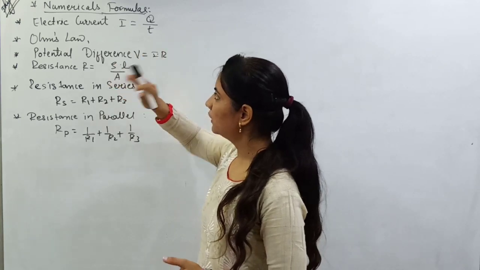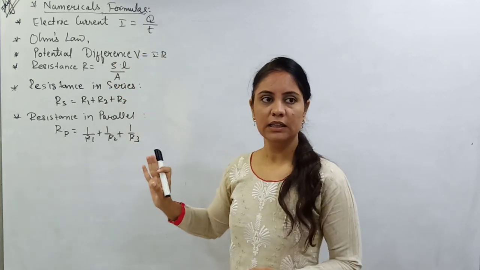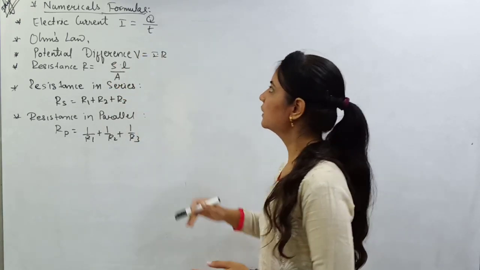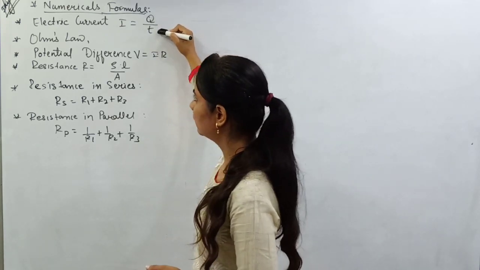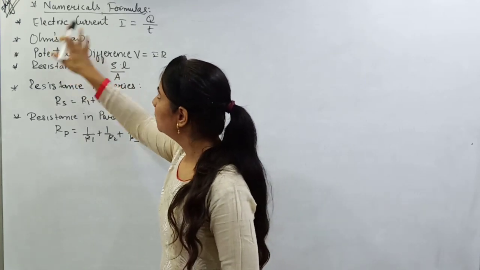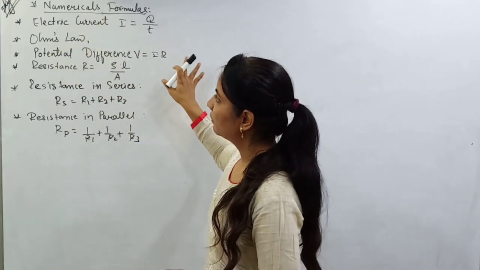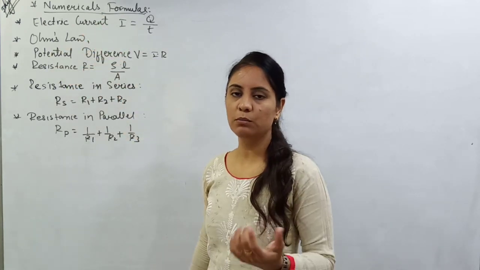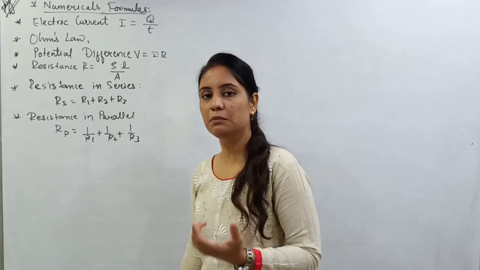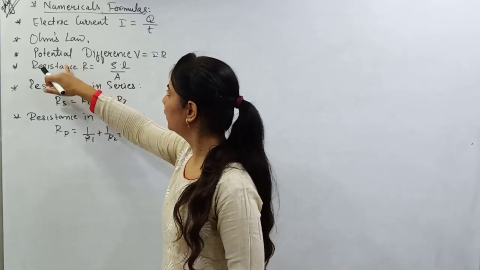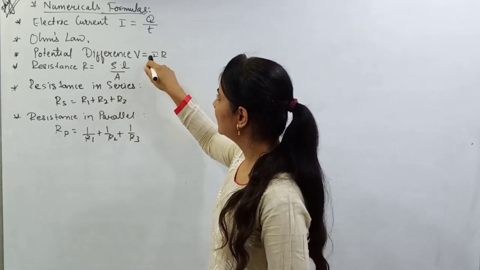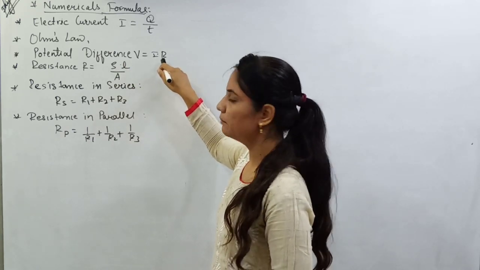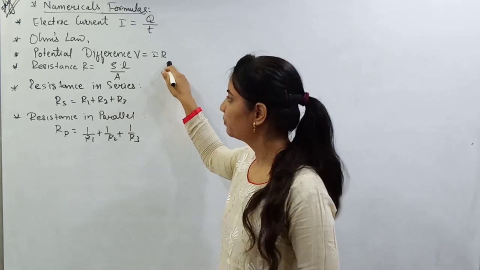First is for electric current: I is equal to Q, that is electric charge, divided by time taken T. The main topic of this chapter is Ohm's law. One more equation which is very important is for the potential difference. Potential difference we symbolize by V, is equal to current I multiplied by R, that is resistance.